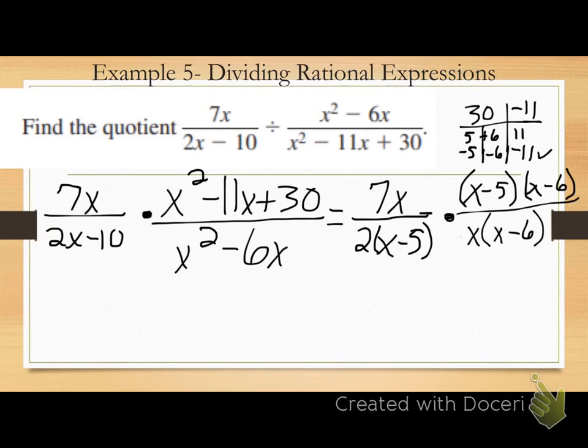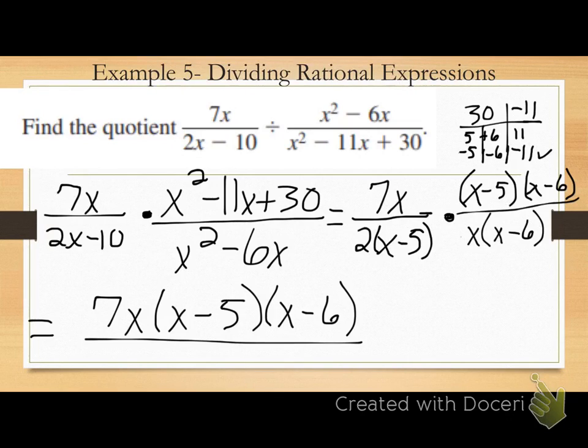Okay, now I'm just going to multiply straight across. Write everything as a product. So I'd get 7x times x minus 5 times x minus 6. We good there? Over 2x times x minus 5 times x minus 6. We okay there? Any questions so far?